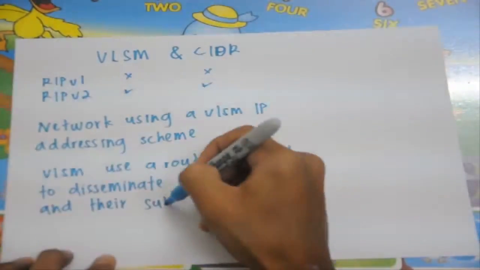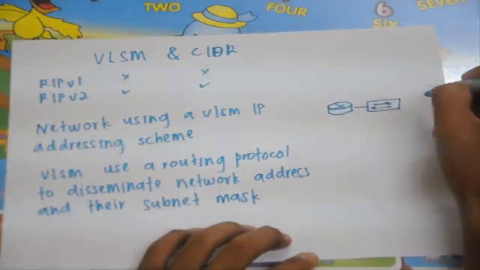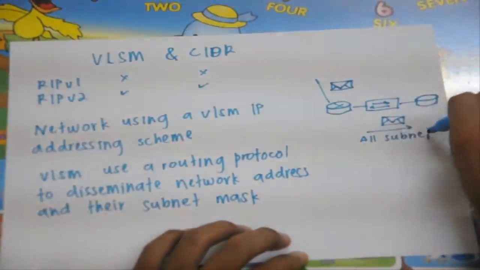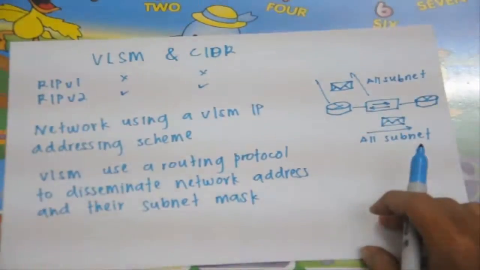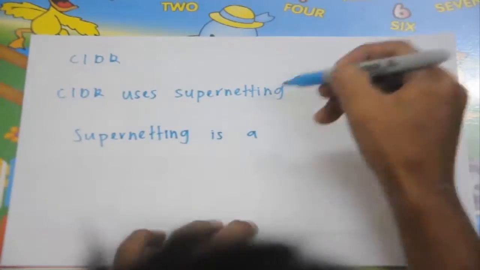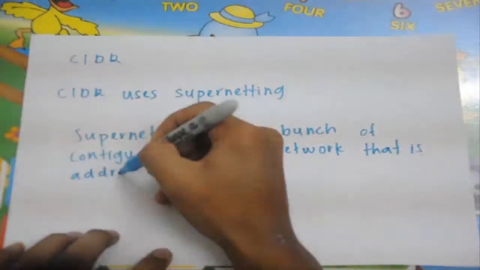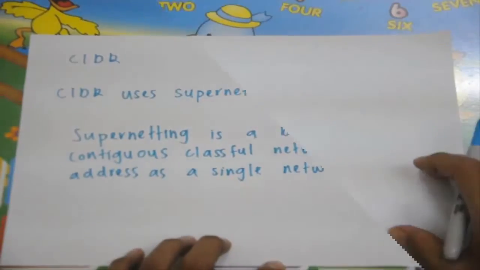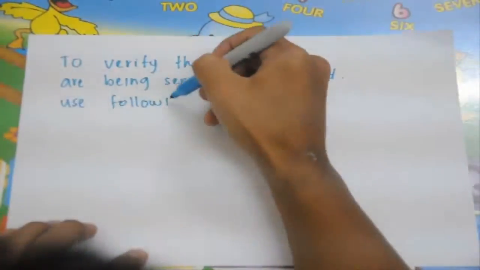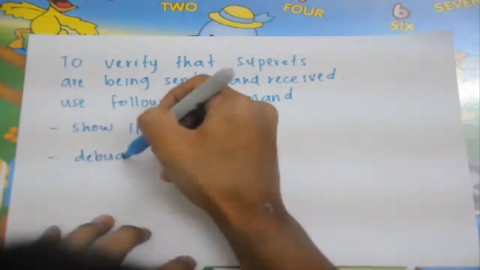Networks using a VLSM IP addressing scheme use classless routing protocols, i.e. RIP 2, to disseminate network addresses and their subnet masks. CIDR uses supernetting. Supernetting is a bunch of contiguous classful networks that is addressed as a single network. To verify that supernets are being sent and received, use the following commands: show ip route and debug ip rip.